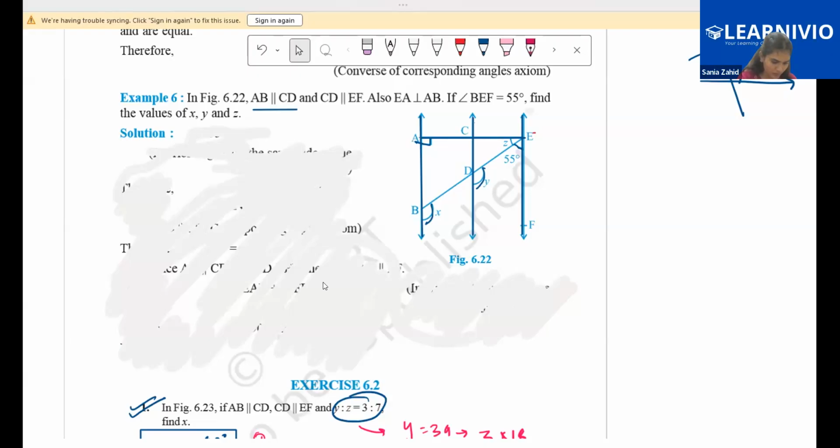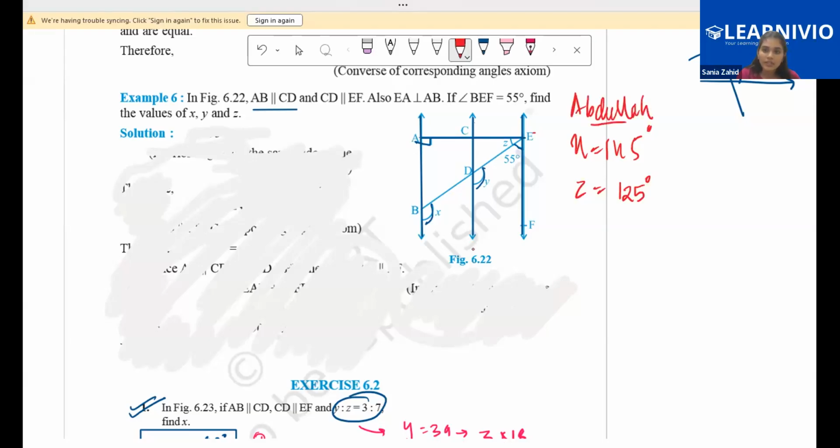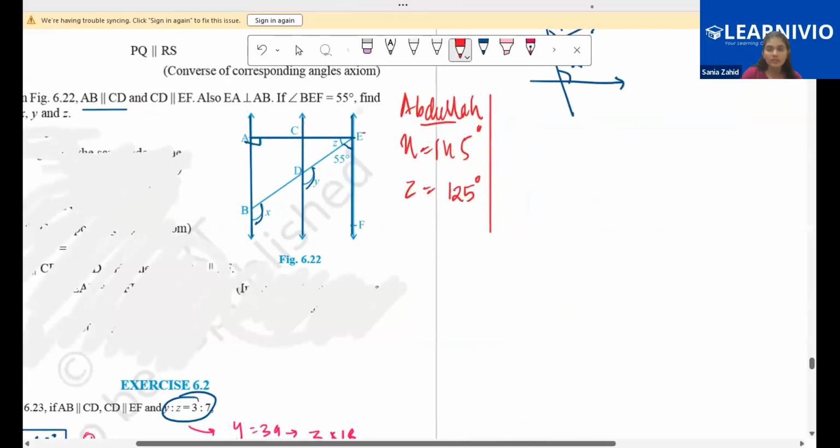Ma'am, I found the value of X and Z. Okay, so tell me the value. X is equal to 145 degrees and Z is 125 degrees. Okay, this is Abdullah's answer. Now, Abdullah, you can even revise your answer if you want. By the time others quickly solve, then tell me your answers one by one. Then we will tally all.